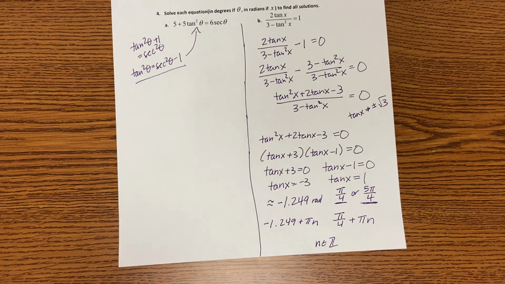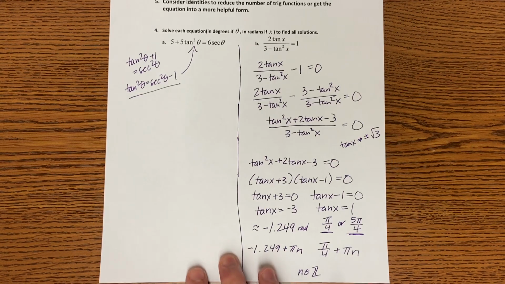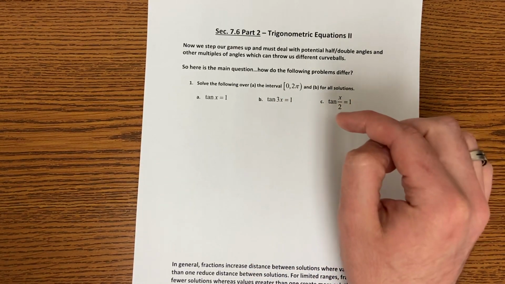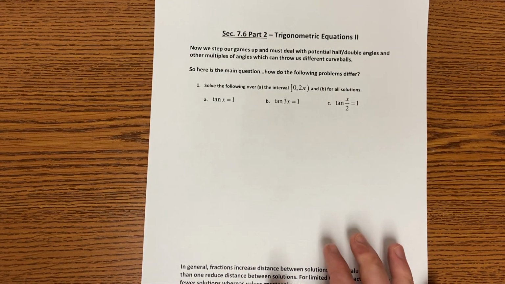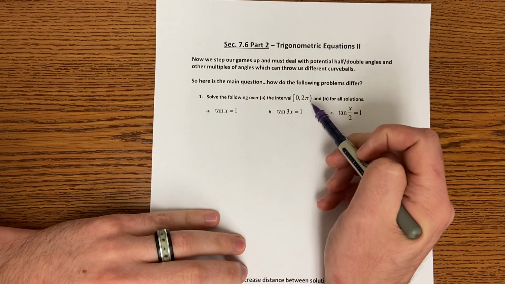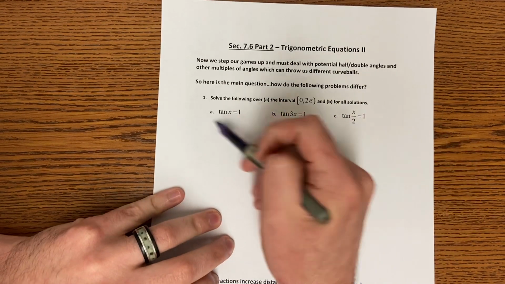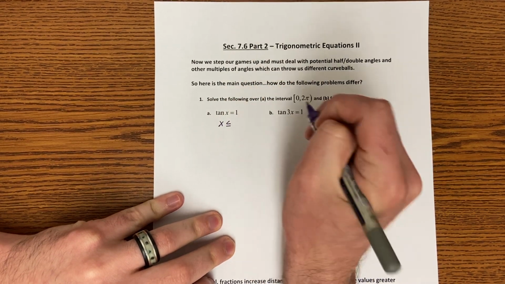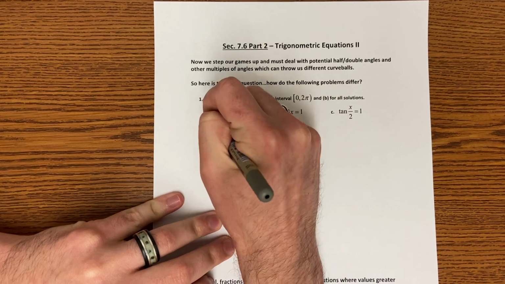But this is really all the first half of 7.1 is. They deal with these x values and these thetas, and just getting you used to the algebraic interaction with the trig functions to solve equations. The second half of 7.6 will start bringing multipliers inside the trig functions to talk about how it works. So the most important thing that I can talk about here is: solve the following over 0 to 2 pi, and then all solutions. Tangent x equals 1. We know that x needs to be between 0 and 2 pi.